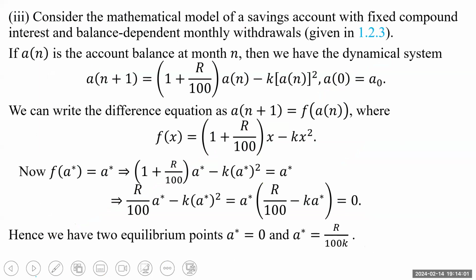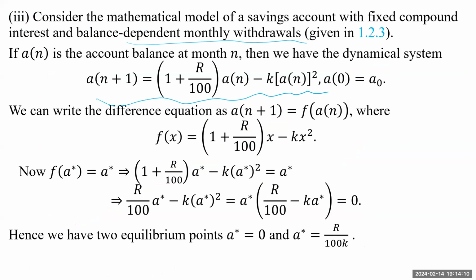So this is another example. We know that this is the monthly withdrawals we discussed in chapter 1. This is a non-linear difference equation, and you have to write this as f of x equals this expression, and find an equilibrium point. Suppose A star is an equilibrium point, then f of A star equals A star. Substitute, and you will get two values.